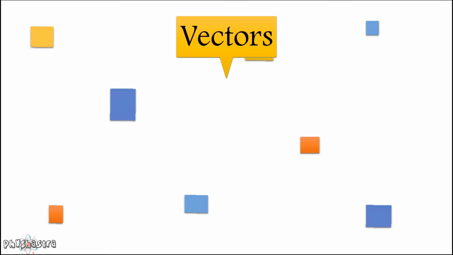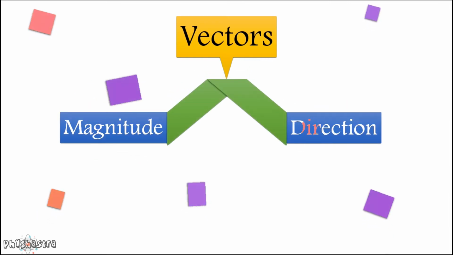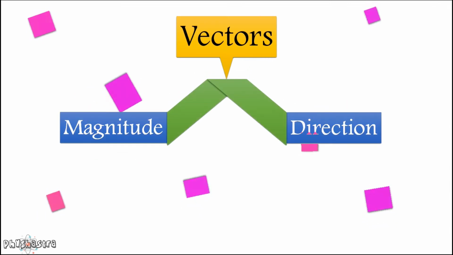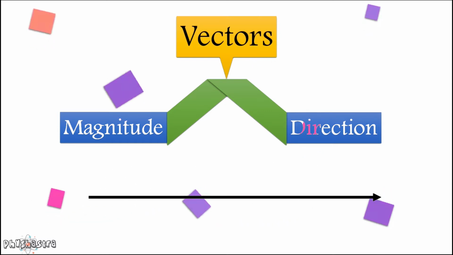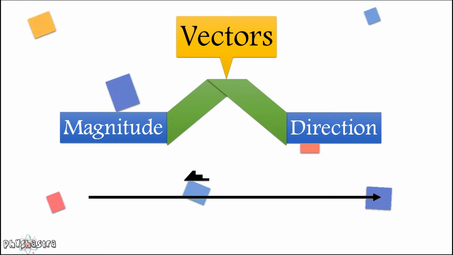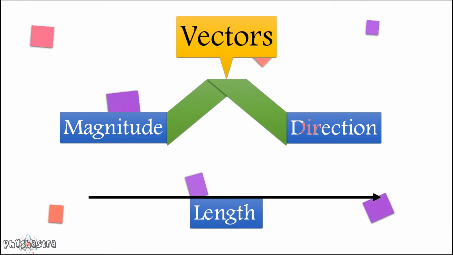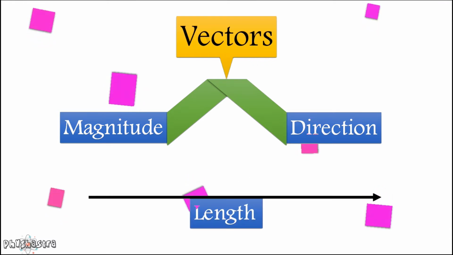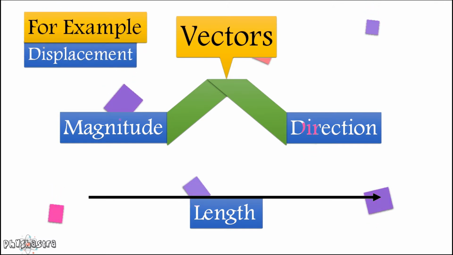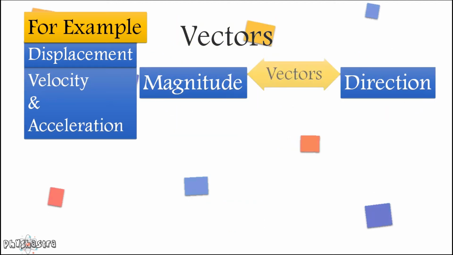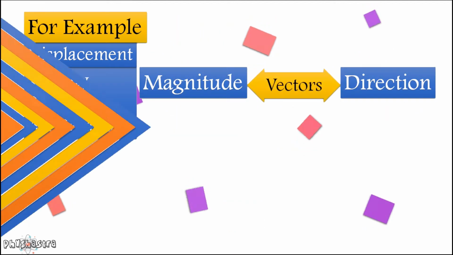Vectors are the physical quantities which have both magnitude and direction. Magnitude is just the strength or length of the body or particle, which is just a number. And direction is just, as the name suggests, which way the body moves. Examples of vector quantities are displacement, velocity, acceleration, as we saw in our previous lecture in classical mechanics.